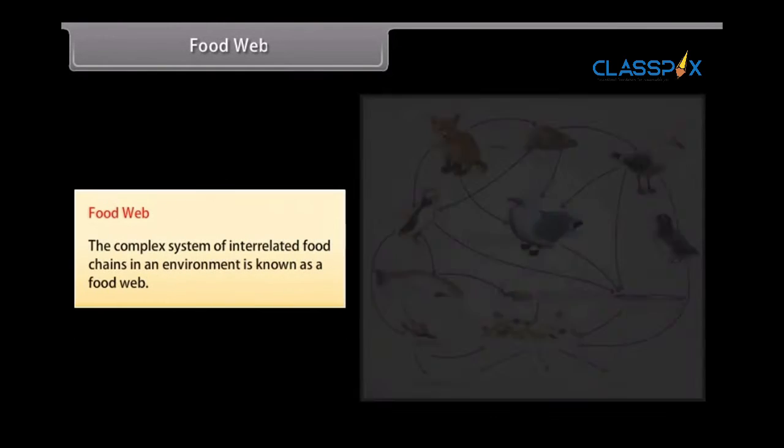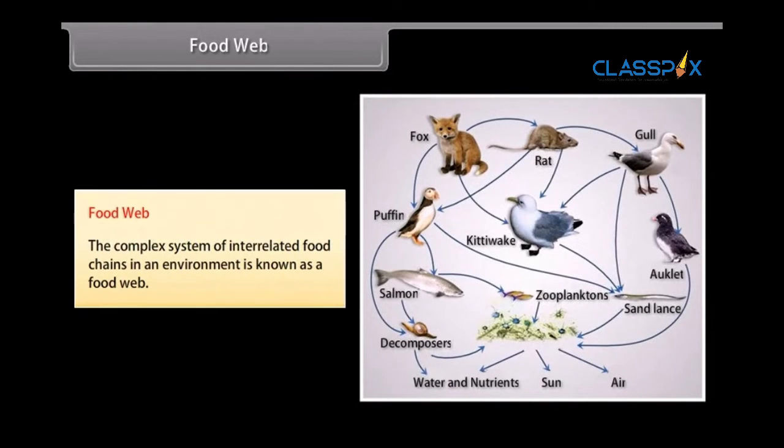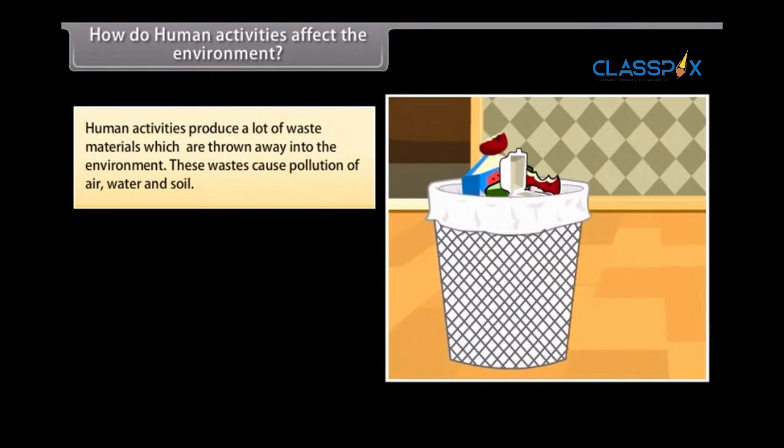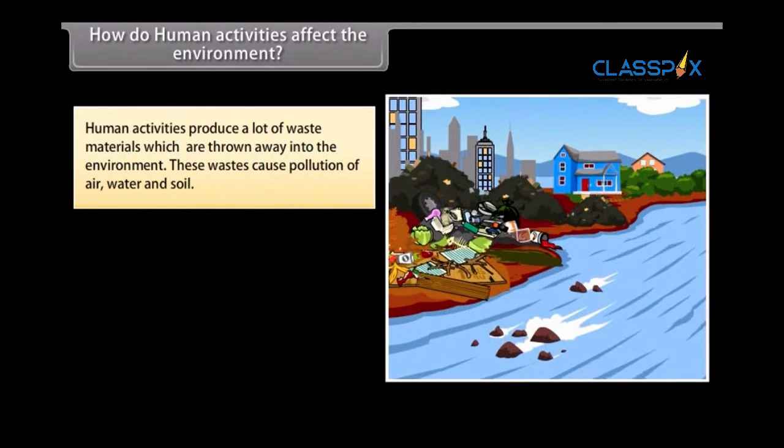Food web. The complex system of interrelated food chains in an environment is known as food web. How do human activities affect the environment? Human activities produce a lot of waste materials which are thrown away into the environment. These wastes cause pollution of air, water and soil.